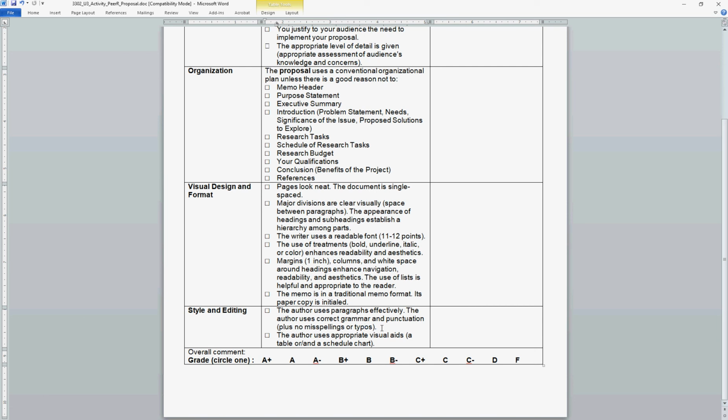The biggest thing are the two things down here. Making sure that you have correct grammar, punctuation, no misspellings, no typos. I am very sensitive to noticing those things. So make sure that you are editing your papers. Make sure that you have someone else take a look. Read it aloud. It's a tip that I always offer people. It's a really good way to find errors.